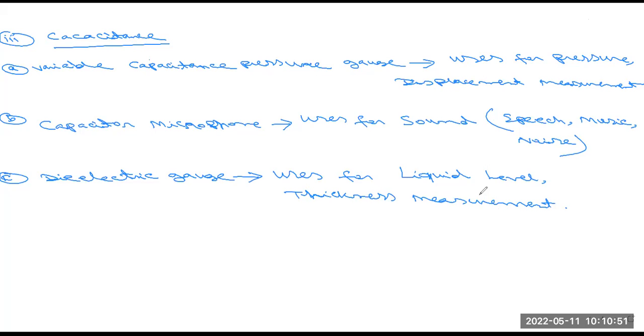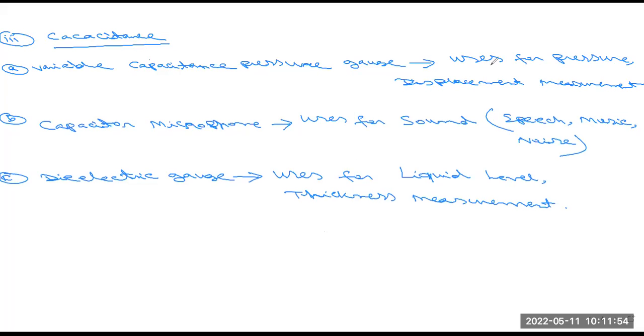Take liquid level measurement: in your home, a water tank is present, perhaps 1000 liters, installed in your house. The liquid fills the tank. We can use this type of capacitance transducer to automatically control the motors. You use three levels of liquid height: low, medium and high. When the water level is high, the sensor stops the motor from rotating, and when it is low, the motor automatically turns on. So these are examples of the dielectric gauge for liquid level measurement. Is it okay, all of you?